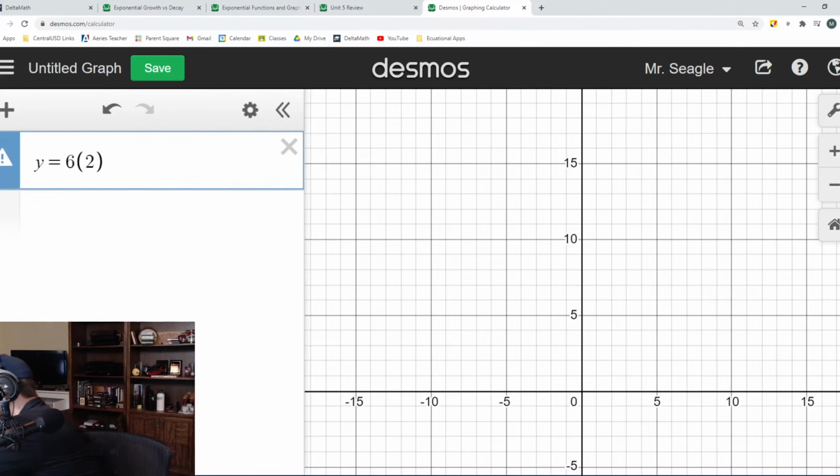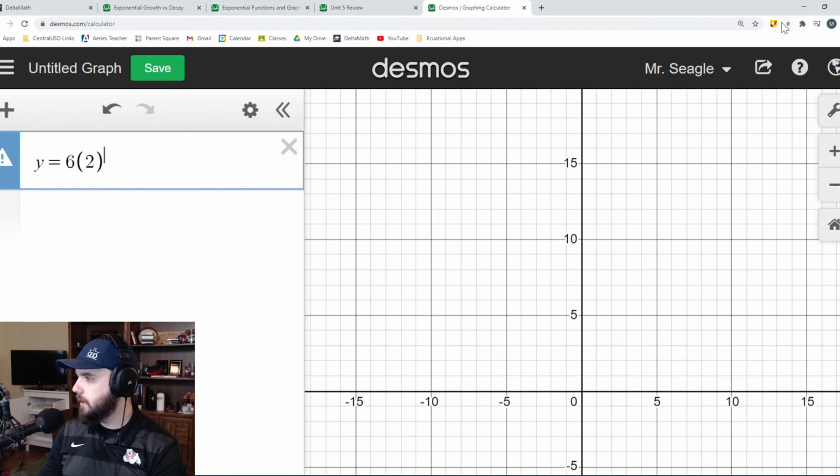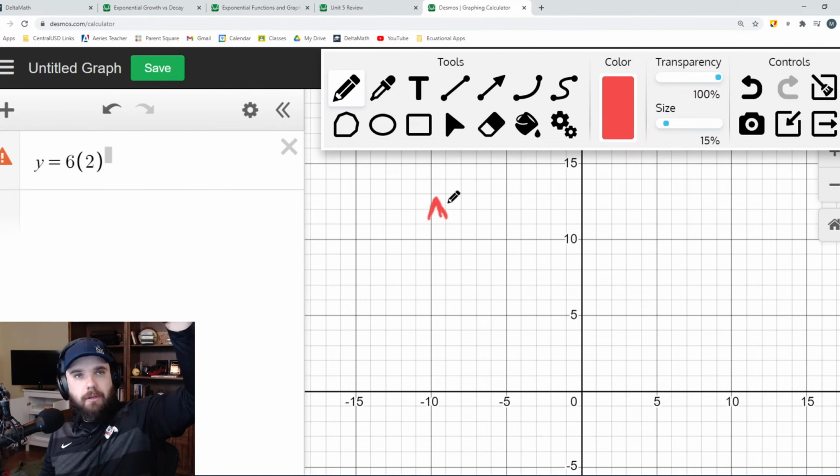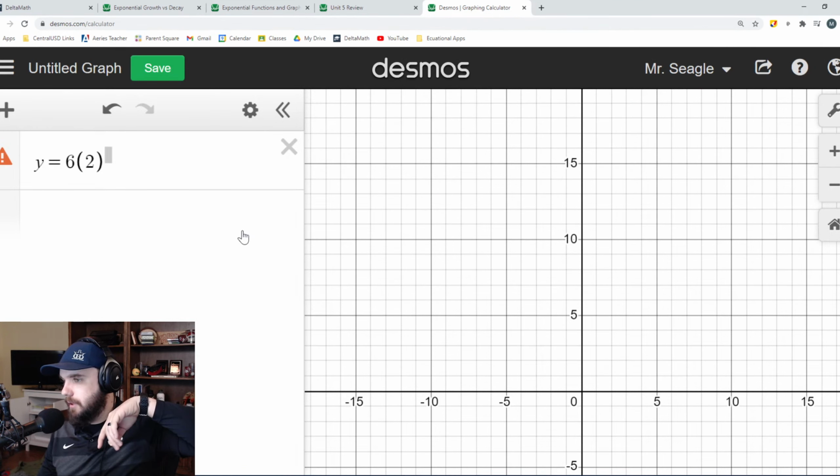Hold up. Let's try that again. So it will look like a little caret button. The button you're looking for is going to look something like this. It's telling you I want to put my exponent up, put that number right after it up in the exponent.